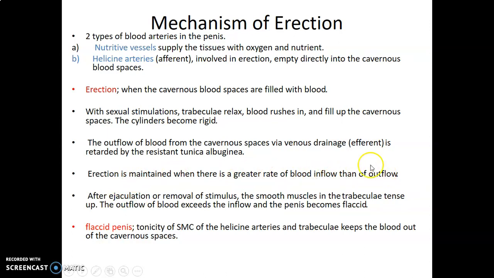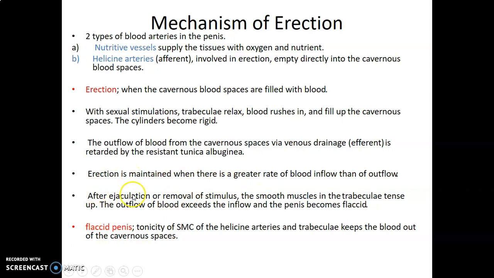So when the cylindrical erectile bodies become rigid because they are filled with blood, they impede venous drainage because even the tunica albuginea is resistant. So inflow becomes more than outflow, therefore erection of the penis is maintained.